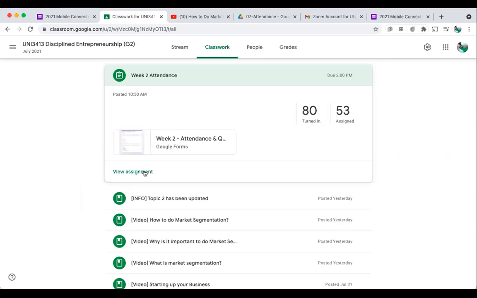So I hope all of you who attended this class will participate. I've seen some of you who have turned in. There are 50 of you who have yet to fill out your attendance online, right?